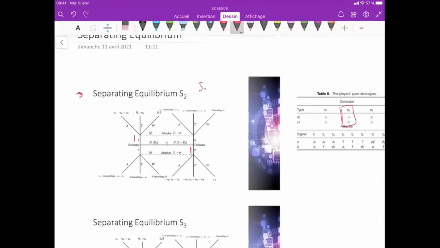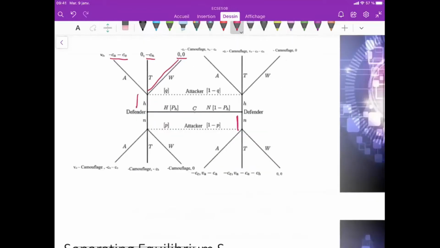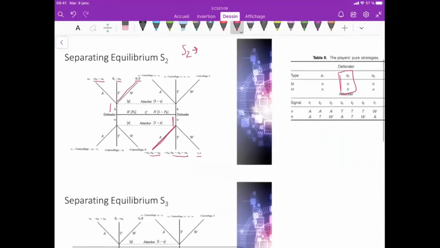Now, looking at what player 2 will play, we need to look at her payoffs. If we look up here, either she gets a payoff of minus CA minus CO, minus CN, or 0. Obviously she'll choose a payoff of 0 because it's the greatest payoff she can get. Looking at the bottom here, when she gets signal N, either she gets VA minus CA, VA minus CA minus CH, or 0. Of course, VA minus CA is the greatest payoff, so she'll choose A. The strategy here is that whenever she gets signal N, she replies with A, and whenever she gets signal H, she replies with W, and that corresponds to strategy T3.